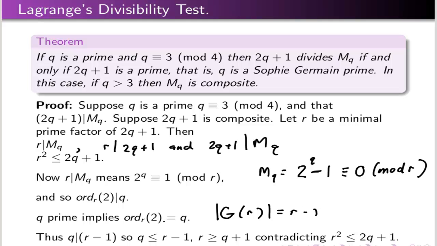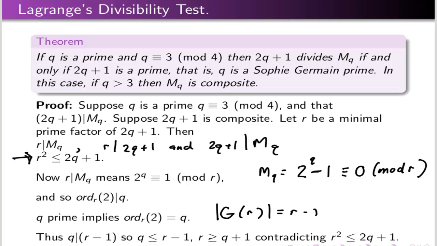So any element has an order dividing r minus 1, so q must be a divisor of r minus 1, which means q is at most r minus 1. Or in other words, r is greater than or equal to q plus 1. But that contradicts the fact that r squared, way up here, is less than or equal to 2q plus 1. Let's see, why is that?